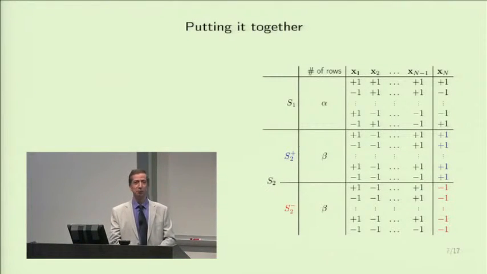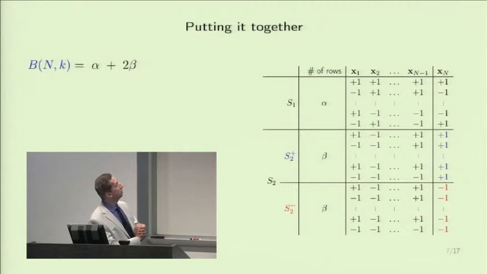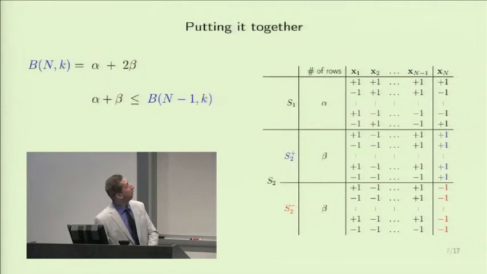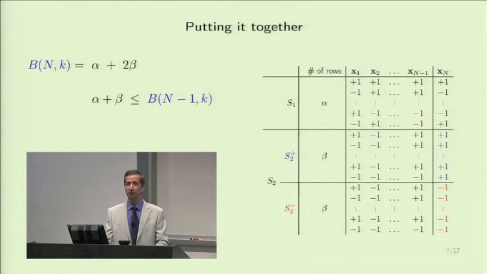You put it together. What do we have? This is the full matrix. The first item was just calling things names. The number of rows in the big matrix is B of n and k by definition, by construction. I organized it such that there is alpha and there is beta and there is another beta. So the first result I got is B of n and k equals alpha plus 2 beta. What else did I get? I got that alpha plus beta is at most B of n minus 1 and k. That was the first slide of the analysis. We have seen that.